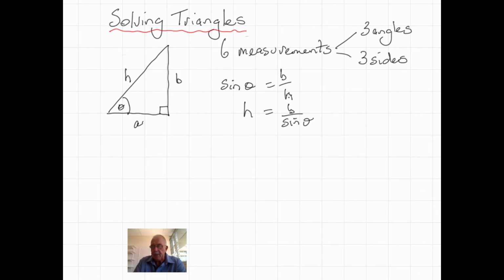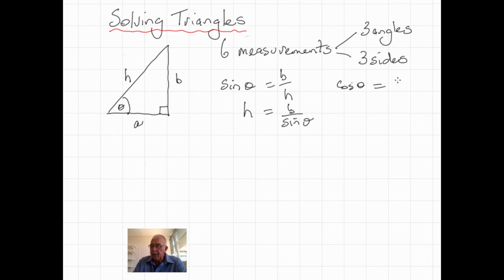You can multiply both sides by H and then divide both sides by sine theta, and you'll get to that. But a quick way to remember that: when the unknown is down below, just switch those two around when we've got sine or cos or tan. So we've got H equals B over sine theta. Given that we know the size of B and the size of theta, we can work out what H is.